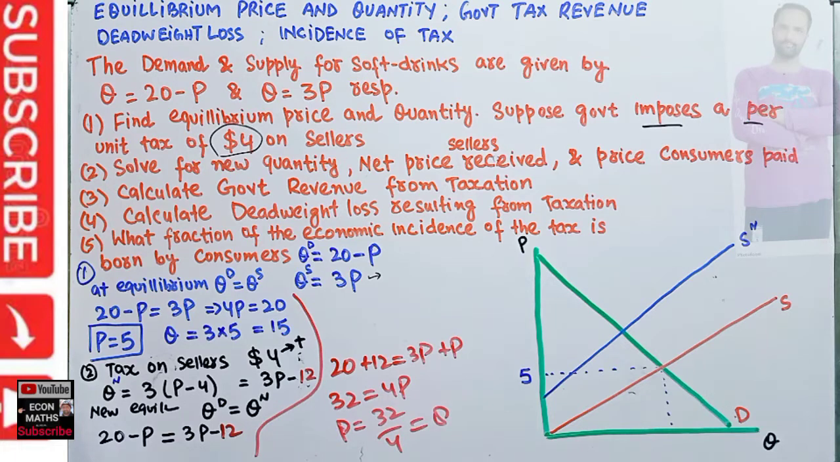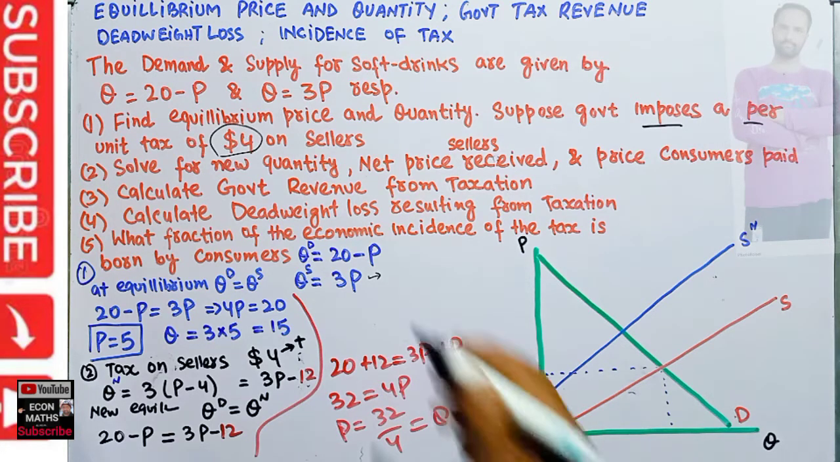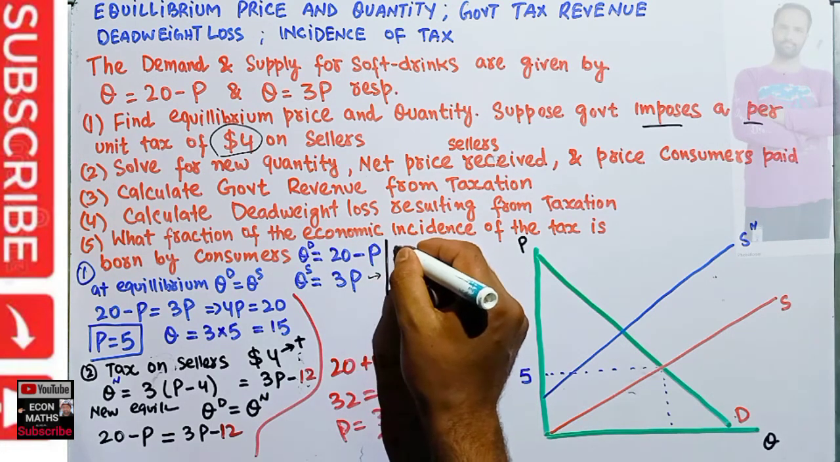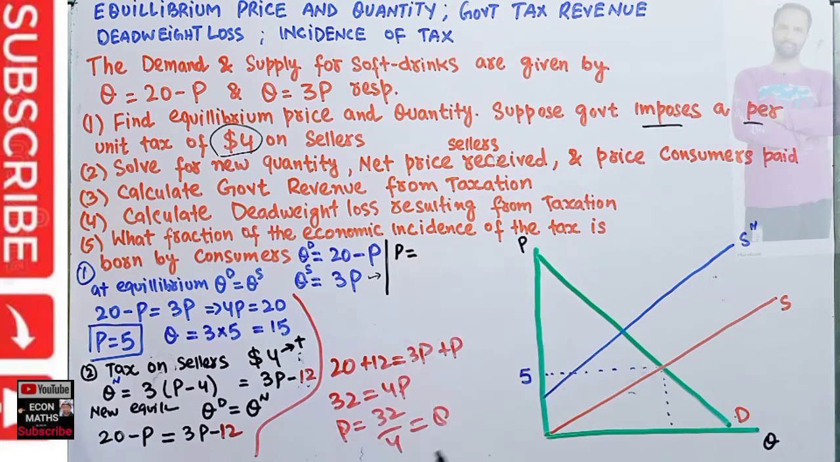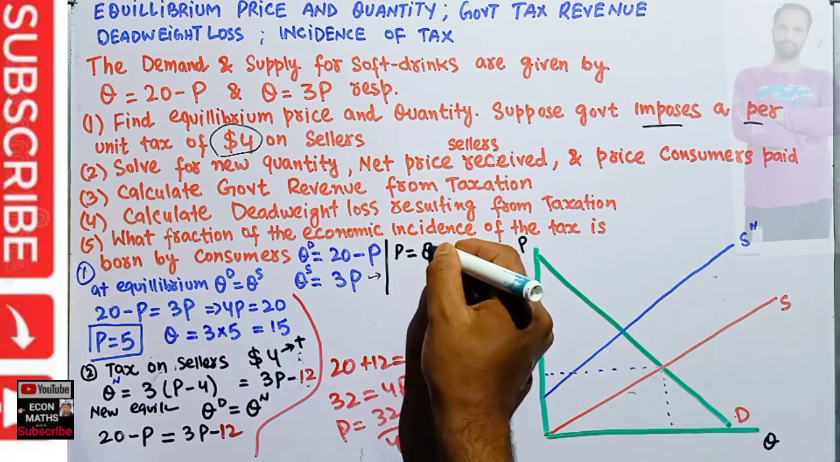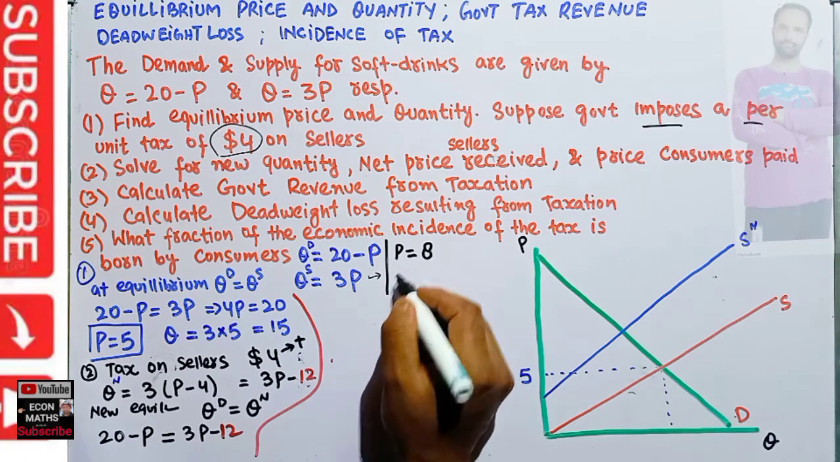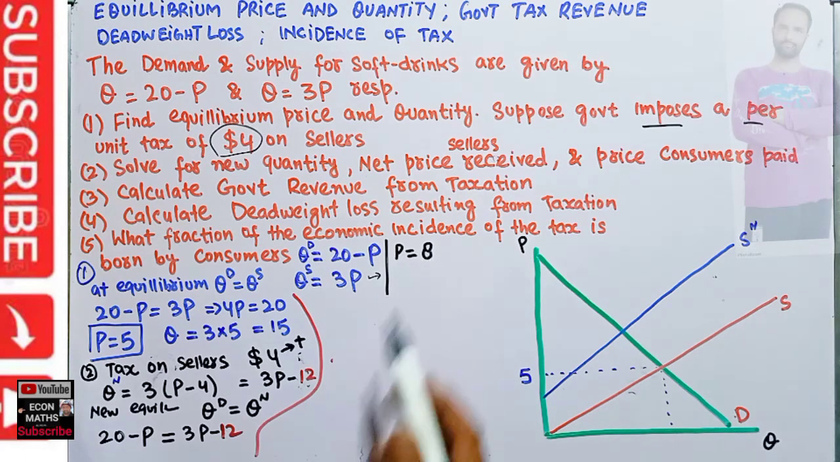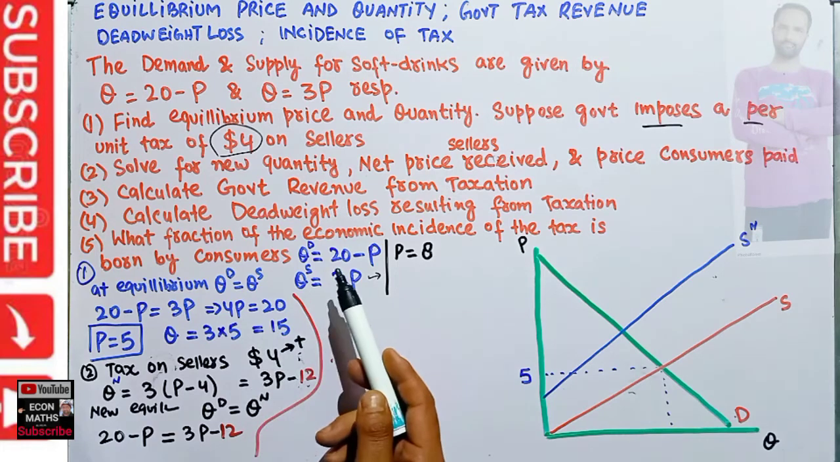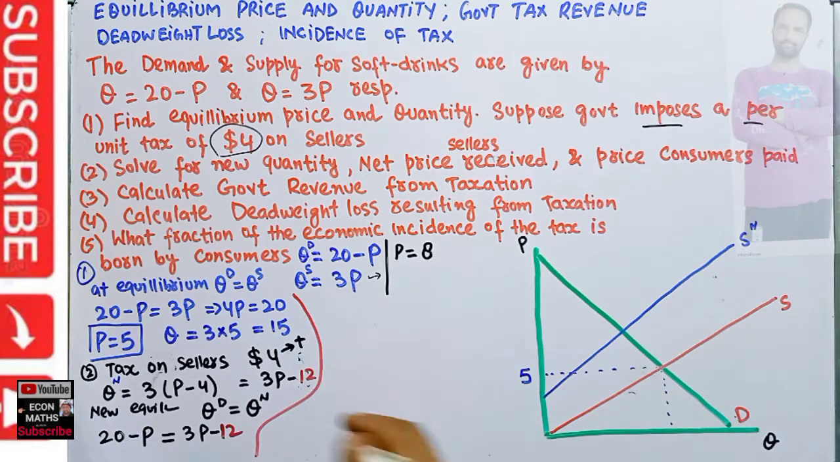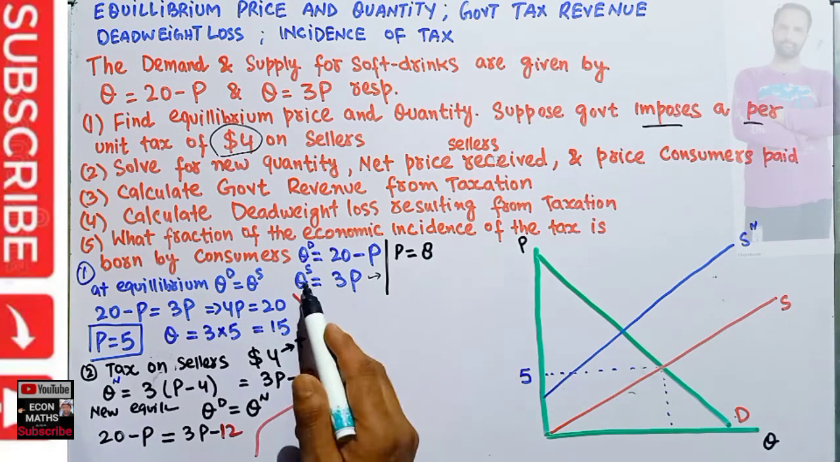Okay, so our new equilibrium price will be 8, and corresponding to this, what will be our new equilibrium quantity? If the new price is 8, the new quantity will be found by plugging P is equal to 8 either in the demand function or in the supply function. So let us plug P is equal to 8 in the supply function.